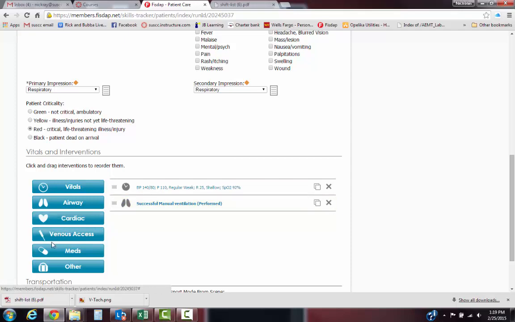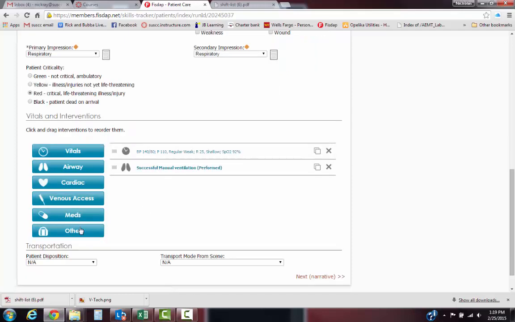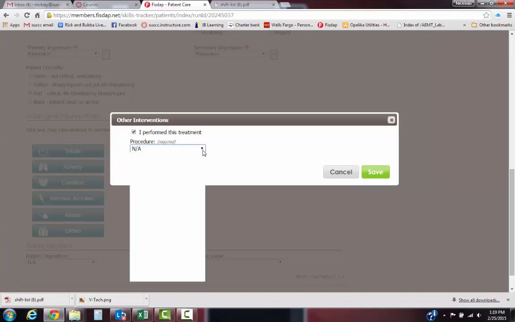Cardiac and venous access and meds, unless you helped, you did patient-assisted med, those are for ALS students, advanced and paramedic. Then, other skills. Be sure that you include these other skills.